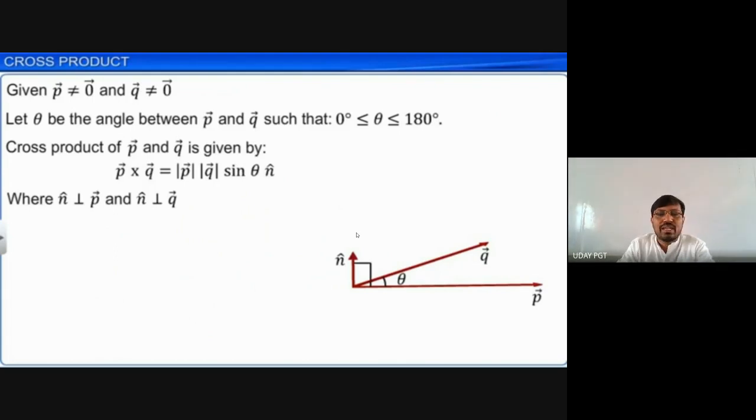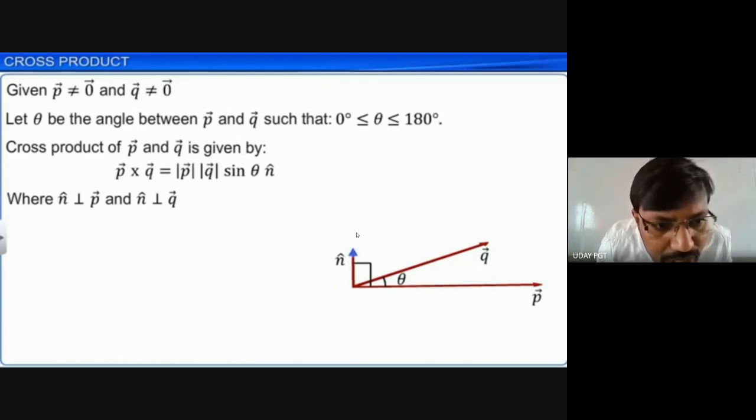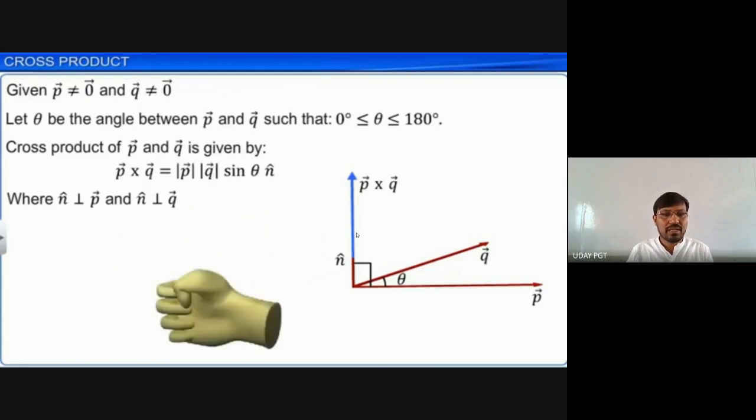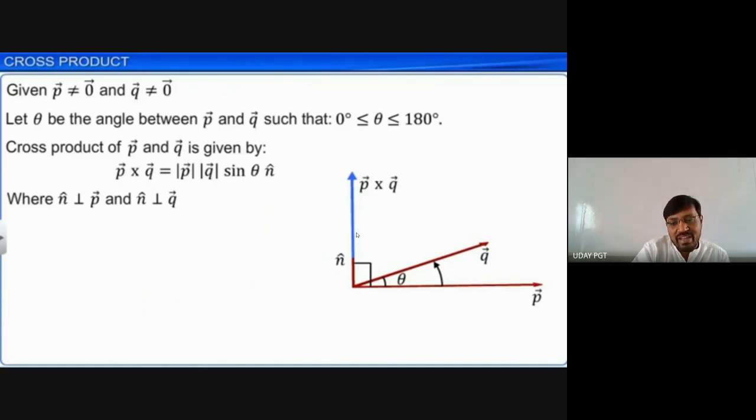That means usually you consider that these two vectors are on a plane, and another vector is perpendicular to both the vectors. So n cap is the vector which is perpendicular to both the given vectors. Just like when you are sitting at a table, these two vectors are on the table. The angle between them is something, but the third vector n is perpendicular to both the vectors, and it is a unit vector.